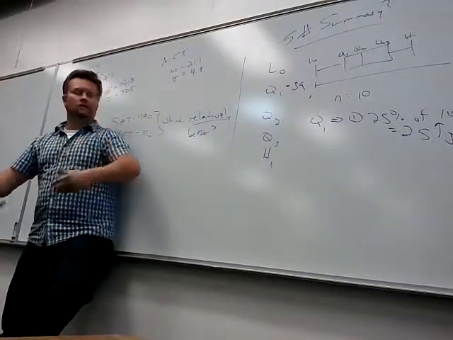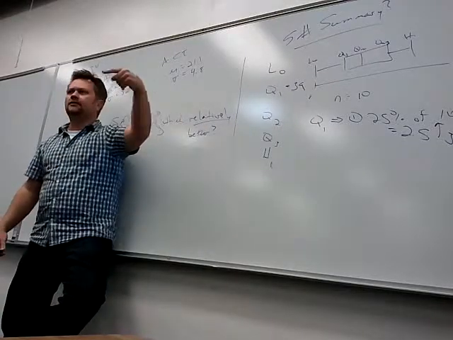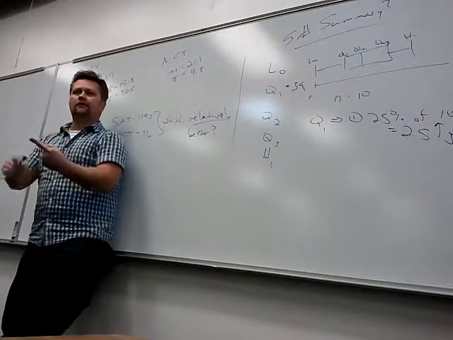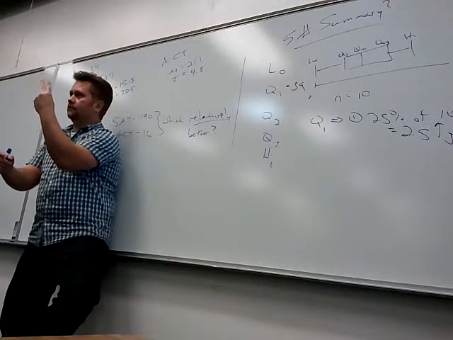Keep going. You make Q2 the same way. You got to go 50% of the way in. 50% of 10 is 5, so you take the fifth and the sixth and you average them together.